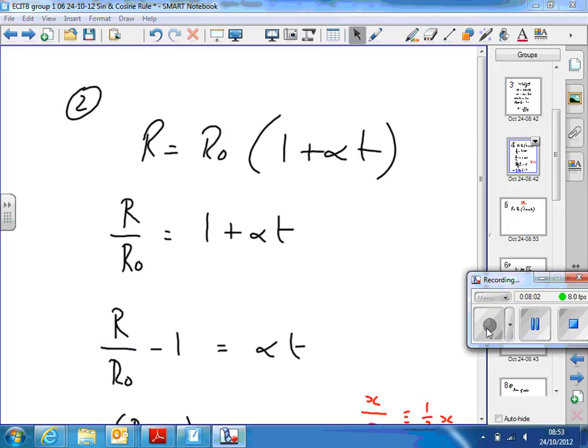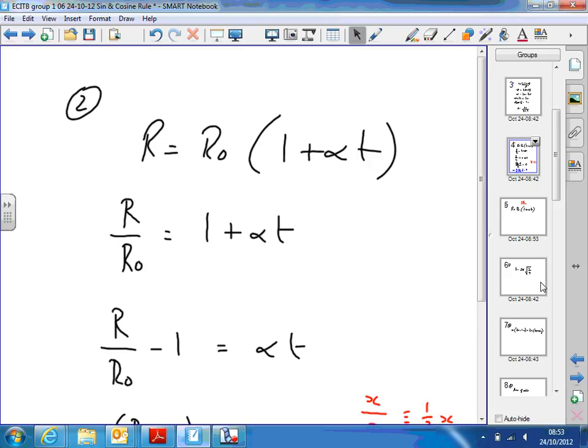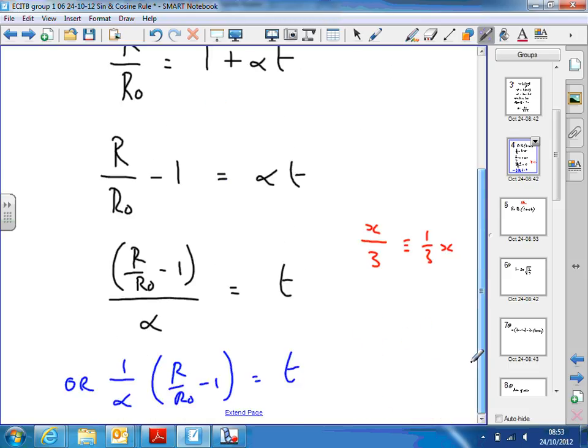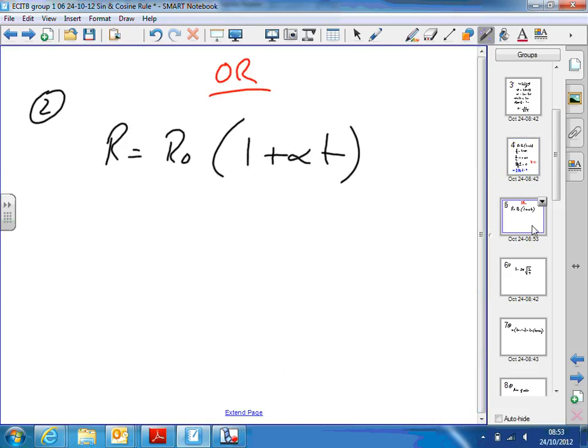There's another way we could have done this. Instead of our first step being divide both sides by r0, and that's perfectly valid, that method, and that gives us the correct solution, I could have actually approached it a different way. I could have multiplied out the brackets, and that's another perfectly valid way of doing it. So if I multiply out the brackets first of all, I get r0 times 1 is r0 plus r0 alpha t. And in some ways this might be a slightly more straightforward way to do it.